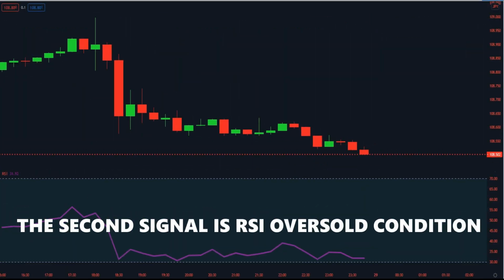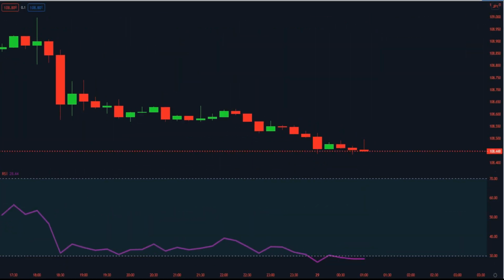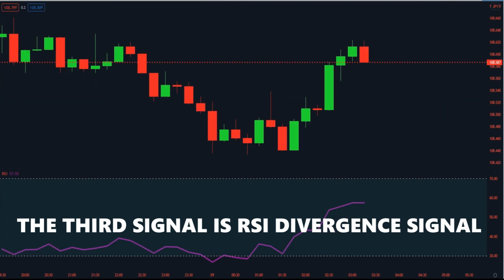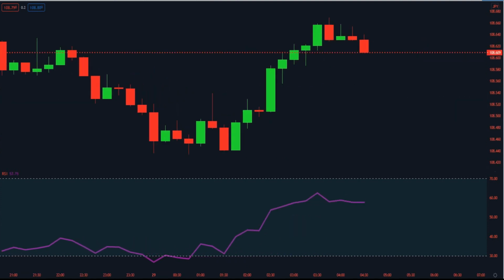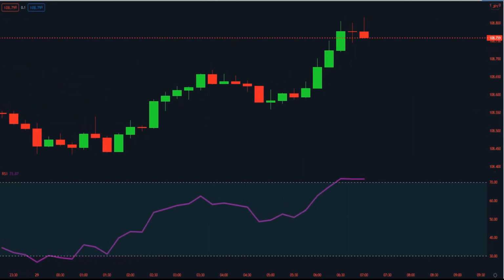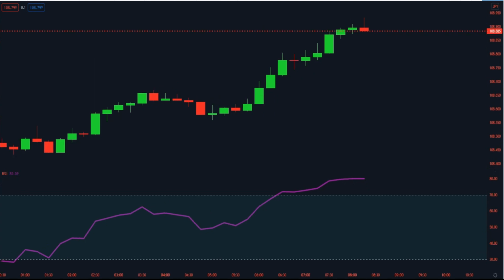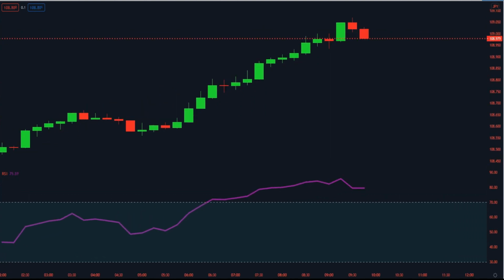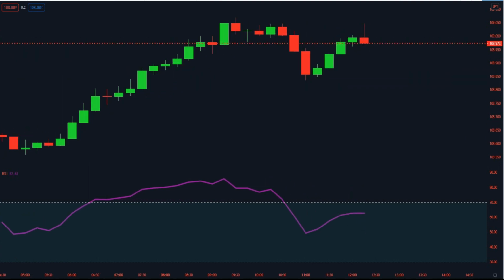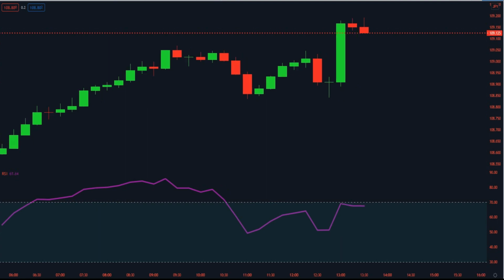The second signal is the RSI oversold condition. The oversold RSI signal appears when the RSI line enters the 30 to 0 area. When the RSI is oversold, it implies that the price is likely to increase. The third signal is the RSI Divergence signal. There are two types of RSI Divergence signal. Bullish RSI Divergence: when price action is decreasing while the RSI line is increasing, this is a strong bullish signal on the chart. Bearish RSI Divergence: when price action is increasing while the RSI line is decreasing, this is a strong bearish signal on the chart.